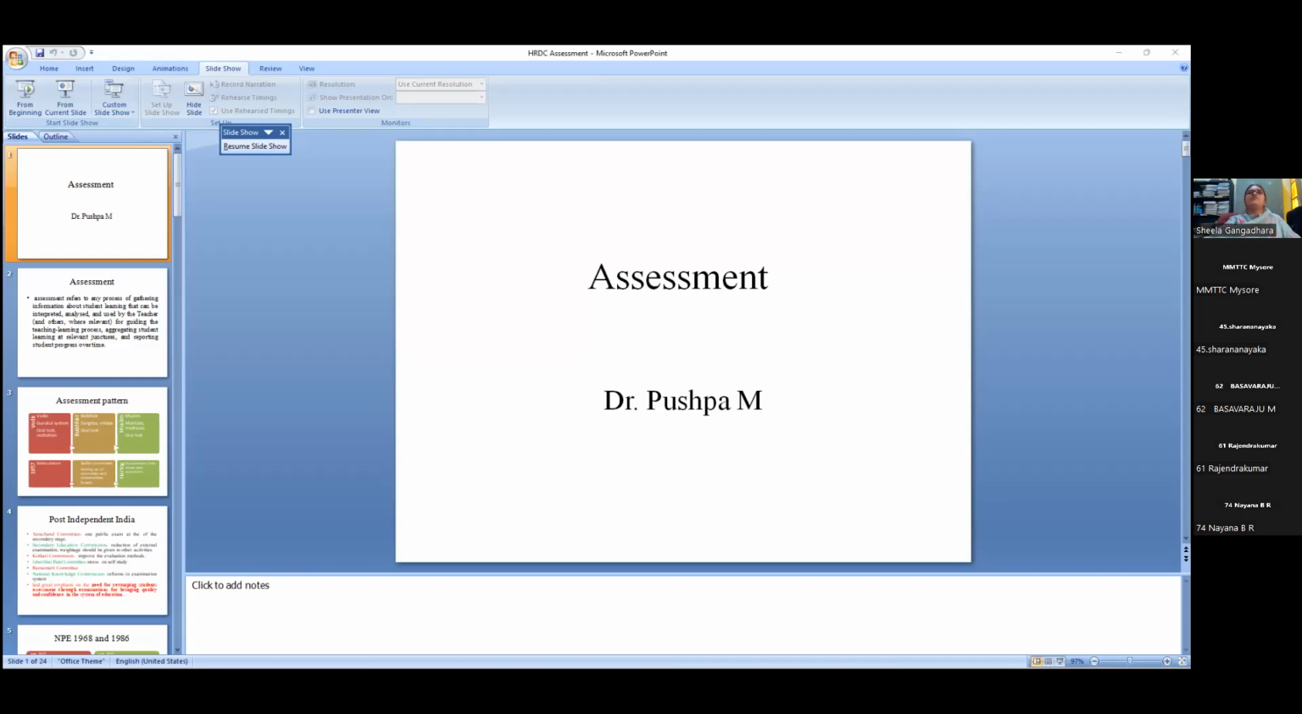Assessment refers to any process of gathering information about student learning. That means it is a process of gathering information about student learning, and that can be interpreted. After gathering the information, we are going to analyze and interpret it, and we are going to use that interpretation as teachers, or it may be used by others, because we can't limit the scope of assessment only to the field of education, but to other fields also.